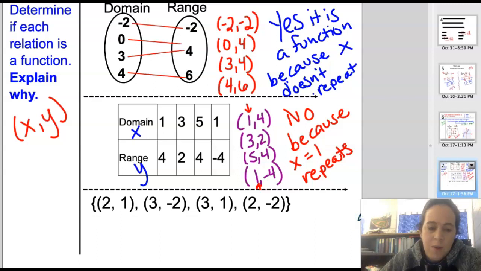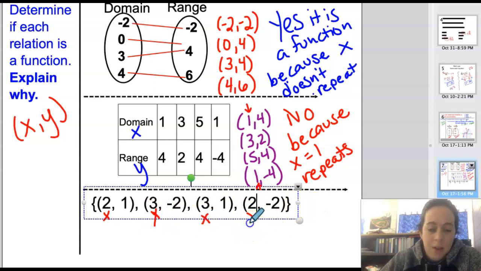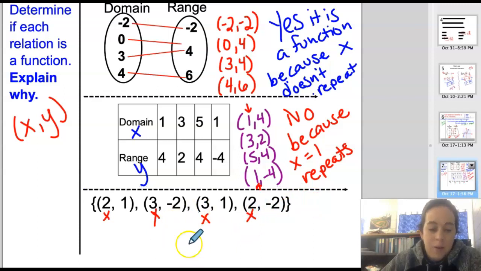All right, last one is when you have a set of ordered pairs. Usually we name sets and we put the little squiggly brackets on the outside. So I have the points (2, 1), (3, -2), (3, 1), and (2, -2). So is this a function? Really, I only need to look at my x values, right? I have an x value of 2, an x value of 3, an x value of 3, and an x value of 2. So actually on this one, I have 2 x values that repeat.